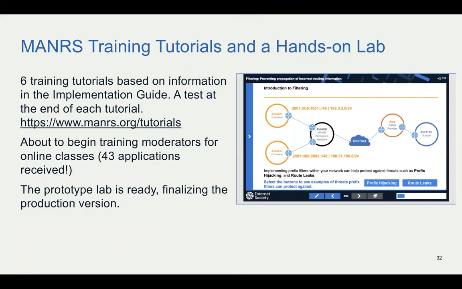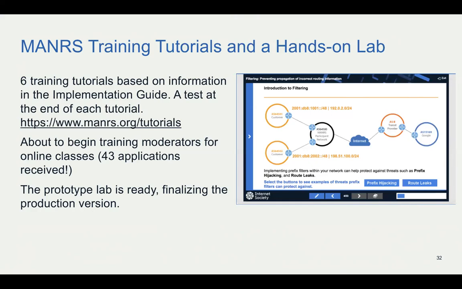We went further because one thing is just a document, another thing is getting real experience. And we created training tutorials. Right now, there are six online tutorials available for people to do this training at their own pace. We are also now in the process of creating moderated classes, where a group of people can join with a moderator and go through this course. Basically those six modules cover MANRS in general and then how to implement MANRS actions in great detail.